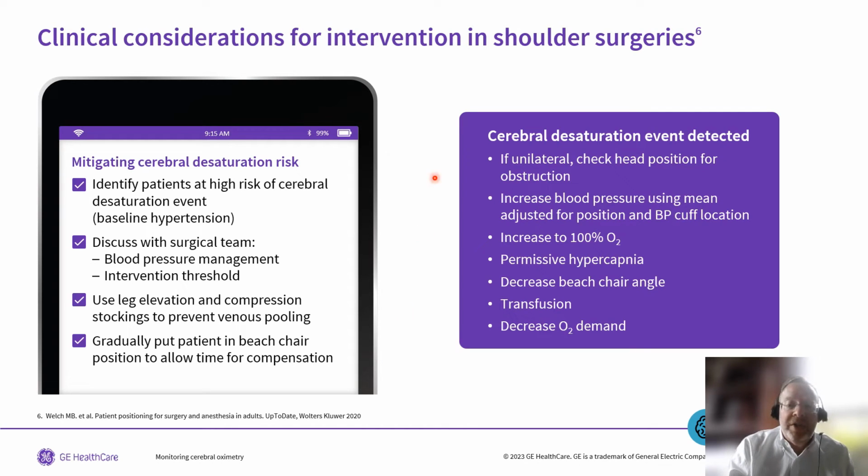When a cerebral desaturation event is detected, first, if it's unilateral, check head positioning for vascular obstruction. First intervention should always be to increase blood pressure using a mean adjusted for position and blood pressure cuff location. Next, increase oxygen to 100%. Allow permissive hypercapnia to allow cerebral vasodilation. Decrease the beach chair angle if possible. Lastly, things like transfusion and decreasing oxygen demand through cooling or increased anesthetic depth can also be used in certain cases.